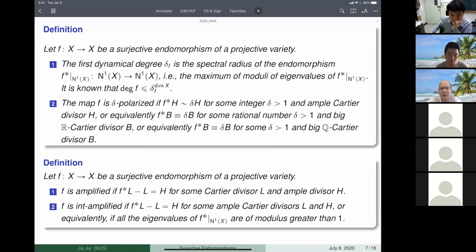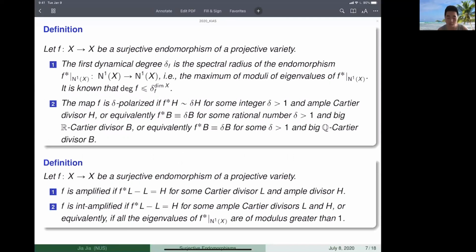The other notion is polarized. We say the map F is delta-polarized if F pullback of H is linearly equivalent to delta H for some integer delta greater than 1 and ample Cartier divisor H. By the normal condition proposed by Dr. Sheng Meng and Professor De-Qi Zhang, we know this is equivalent to this one: F pullback of B is numerically equivalent to delta B for some rational number delta greater than 1 and a big R-Cartier divisor B, because this big divisor is an interior point of the pseudo-effective cone.